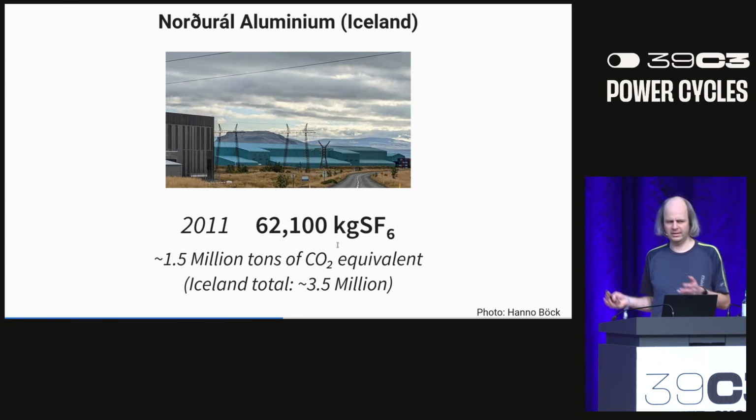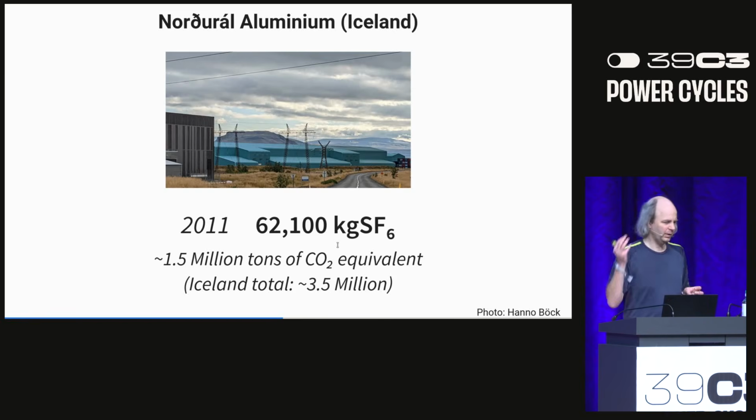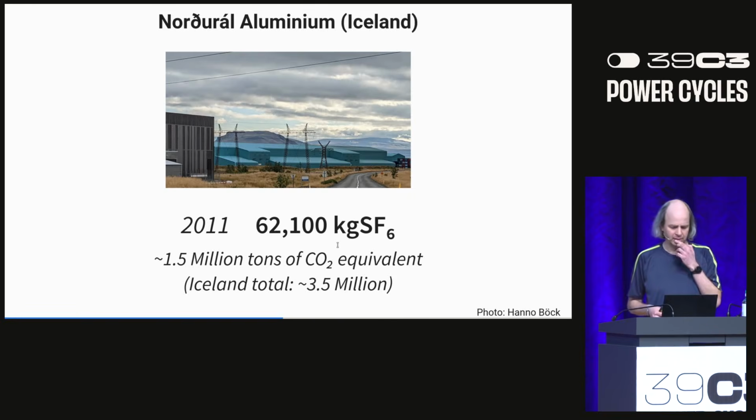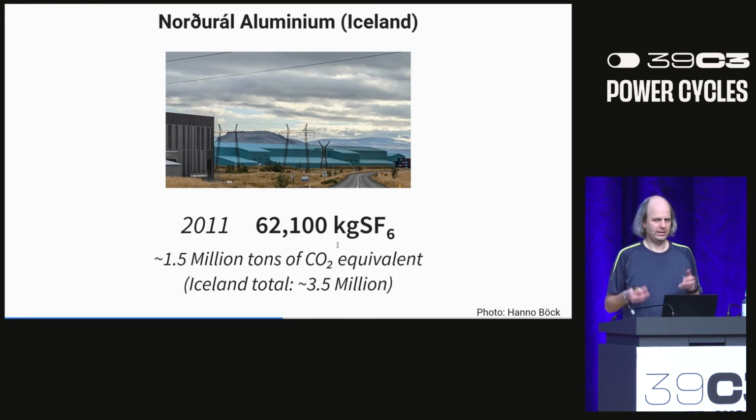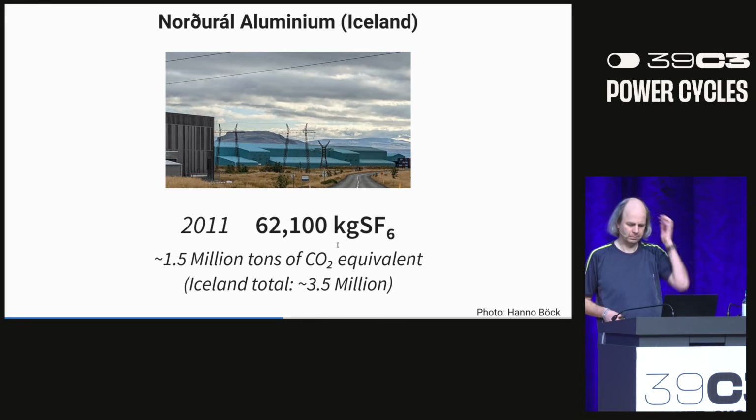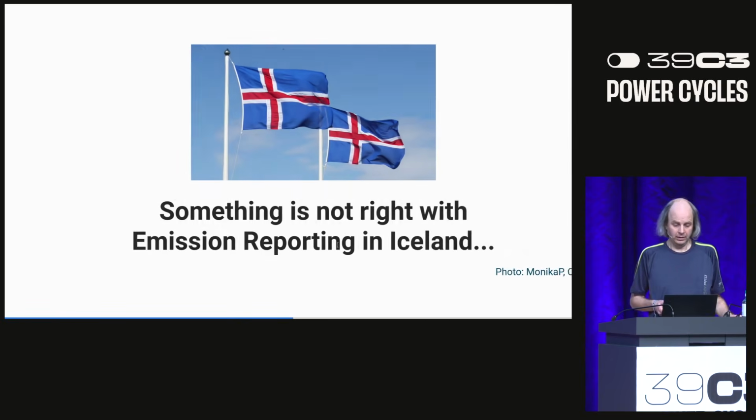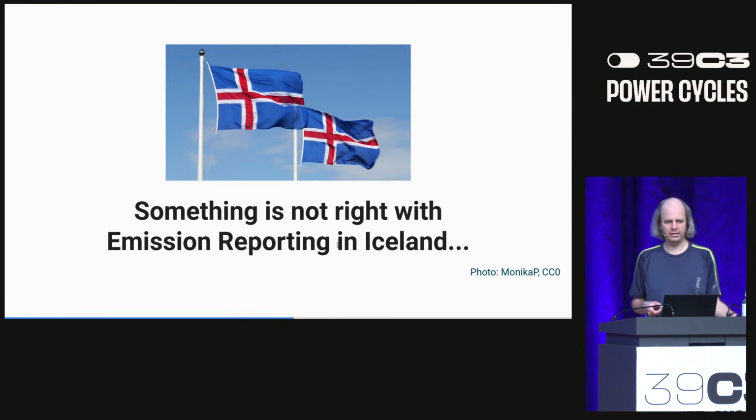But it would be very extreme, like 62 tons. To give you a perspective, if you convert that to how much CO2 that would equate to, it's 1.5 million tons, and that is roughly half of the total emissions of Iceland. So that would have shot up the emissions of Iceland by around 50%. I think someone would have heard about that and made it public if that happened. So yeah, I think something is not right with this emission reporting in Iceland.